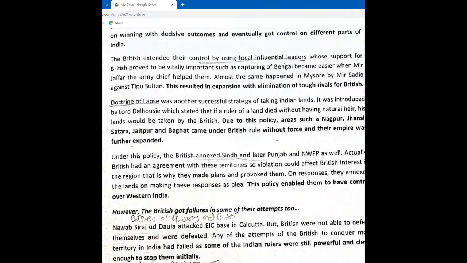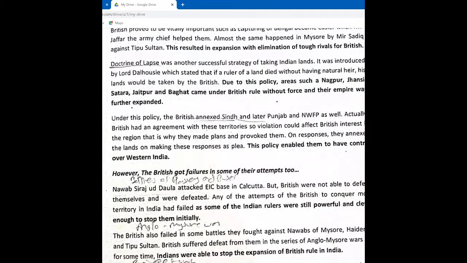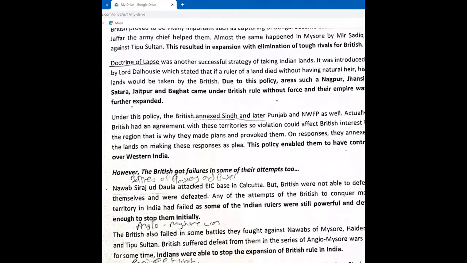And okay, there's another point. There's another paragraph explaining the same point, the doctrine of lapse. And it talks about the annexation of Sindh and Punjab. Under this policy, the British annexed Sindh and later Punjab and NWFP as well. Actually, the British had an agreement with these territories, so violation could affect British interest in the region. This is why they made plans and provoked them. On their responses, they annexed the lands, making these responses their plea.